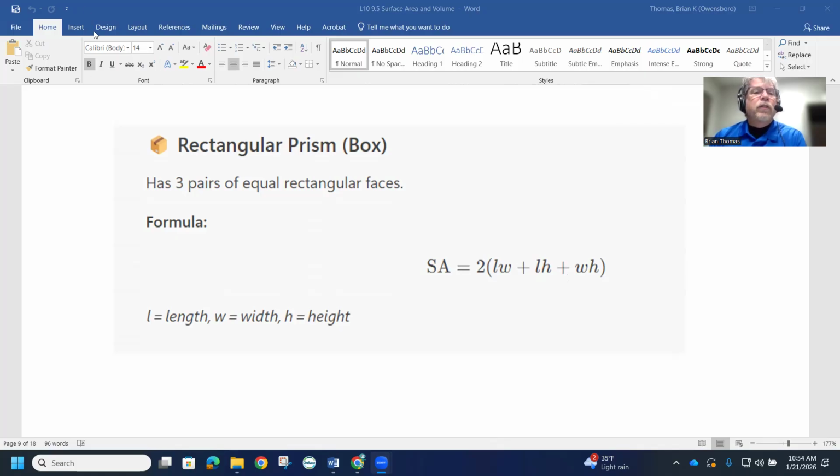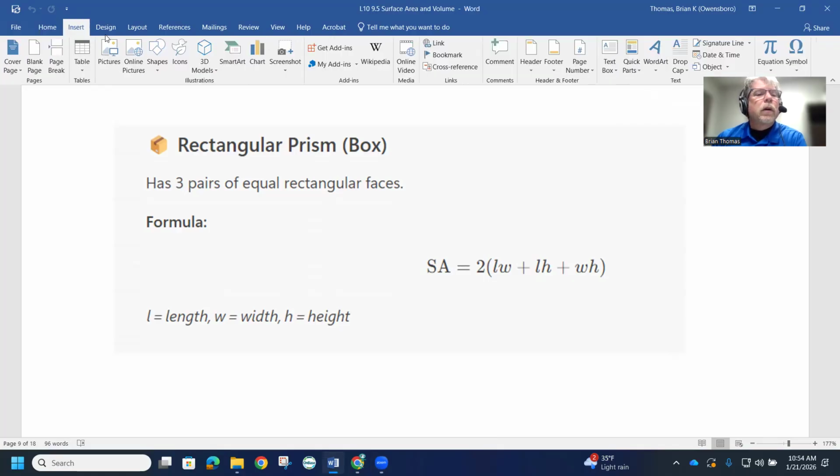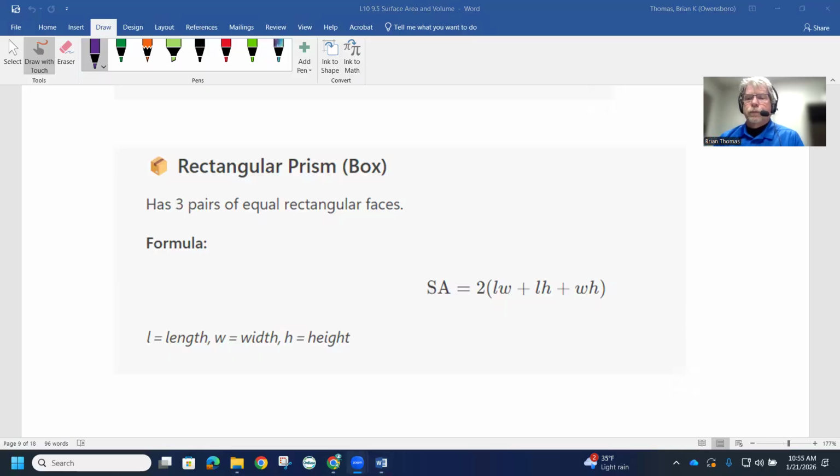And sometimes this formula, let's see if I can get this pen to work. Okay, so hold on a second. Sorry about that. Had to get my pen to work here.